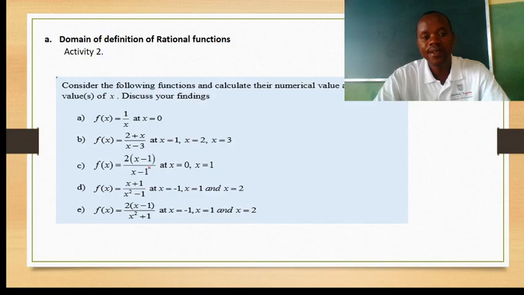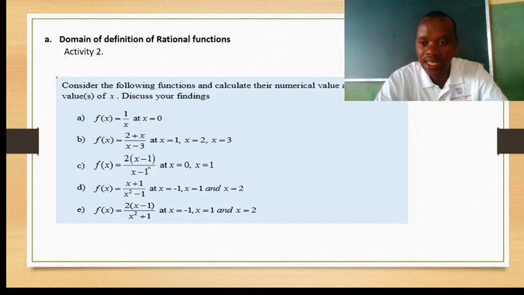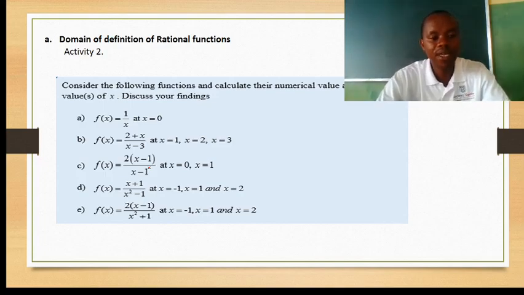Number A is f of x equals 1 over x. Then you will replace x by 0, then you will get the answer, and you think about that answer. Number B is f of x equals (2 plus x) over (x minus 3). You replace x by 1, x by 2, and x by 3.